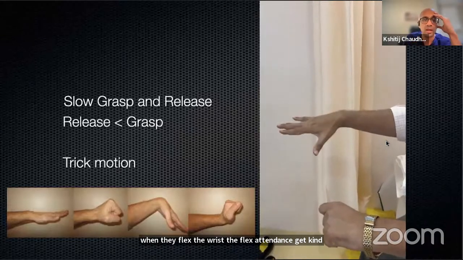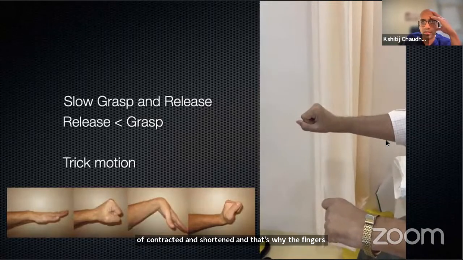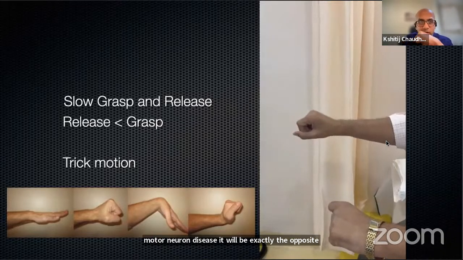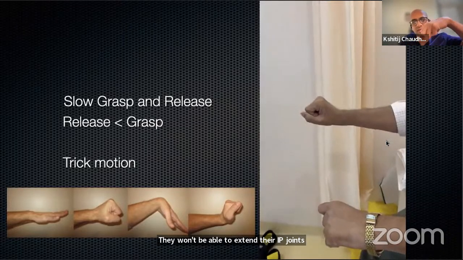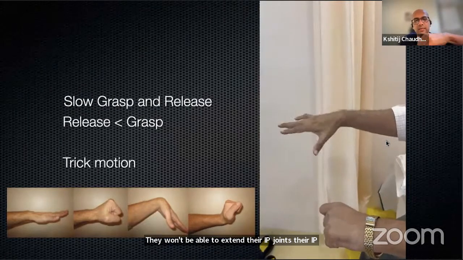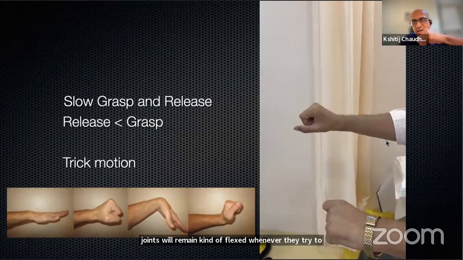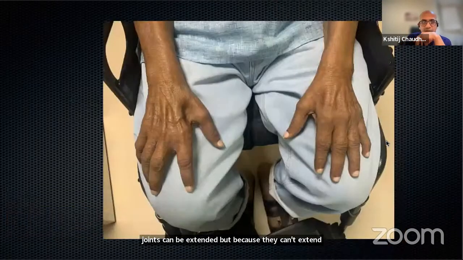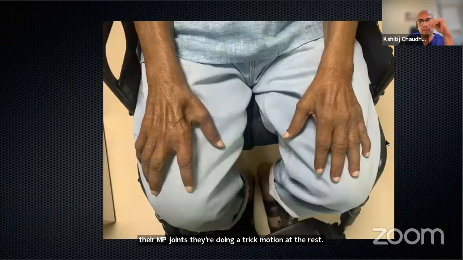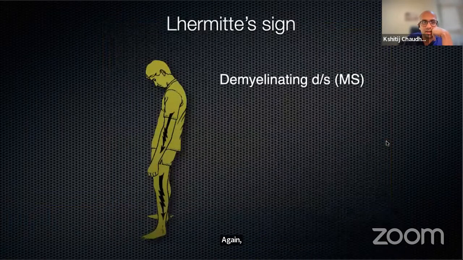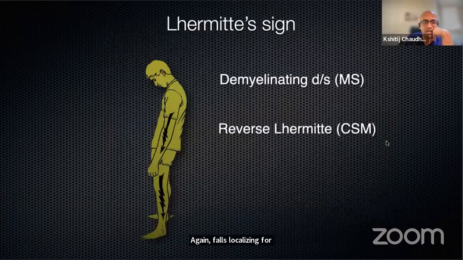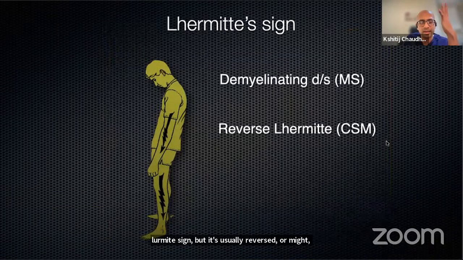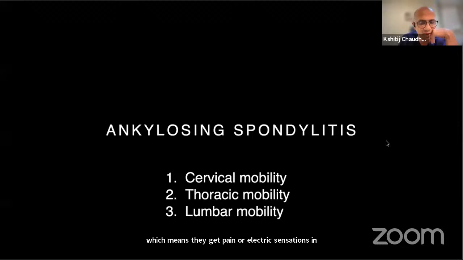So this is a differential. In patients with motor neuron disease, it will be exactly the opposite. They won't be able to extend their IP joints. Their IP joints will remain kind of flexed whenever they try to release their hand. But here you can see the IP joints can be extended, but because they can't extend their MP joints, they're doing a trick motion at the wrist. Again, false localizing for myelopathy: remote atrophy in the hands. Sometimes myelopathy patients can have Lhermitte sign, but it's usually reverse Lhermitte, which means they get pain or electric sensations in extension rather than flexion.